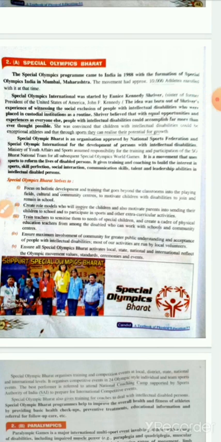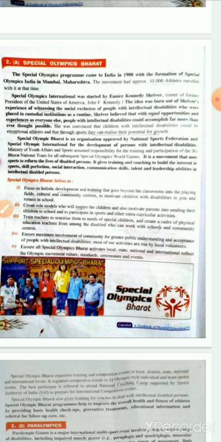Special Olympic Bharat. The Special Olympic program came to India in 1988 with the formation of Special Olympic India in Mumbai, Maharashtra. Special Olympic Bharat, which was earlier known as Special Olympic India. This movement had approached 10,000 athletes enrolled with it at that time.